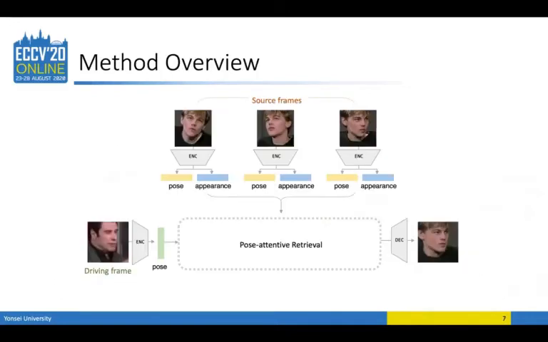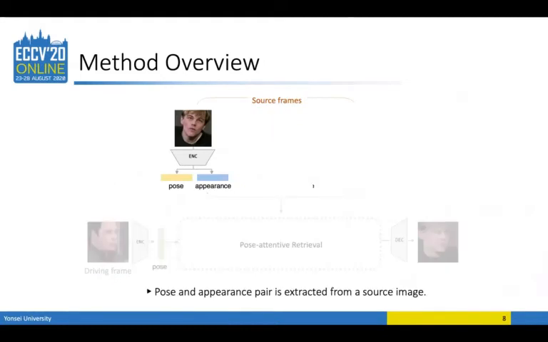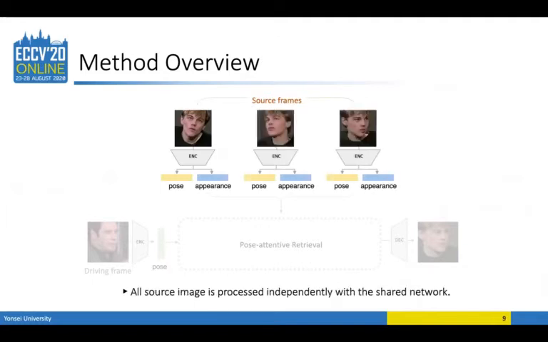This is the overview of our framework. First, our network extracts a pose and appearance pair from a source image. Our source images are processed independently with the shared network.